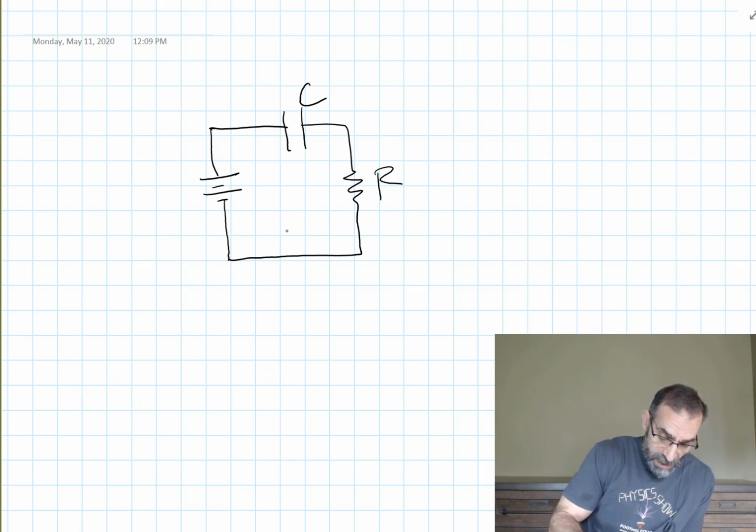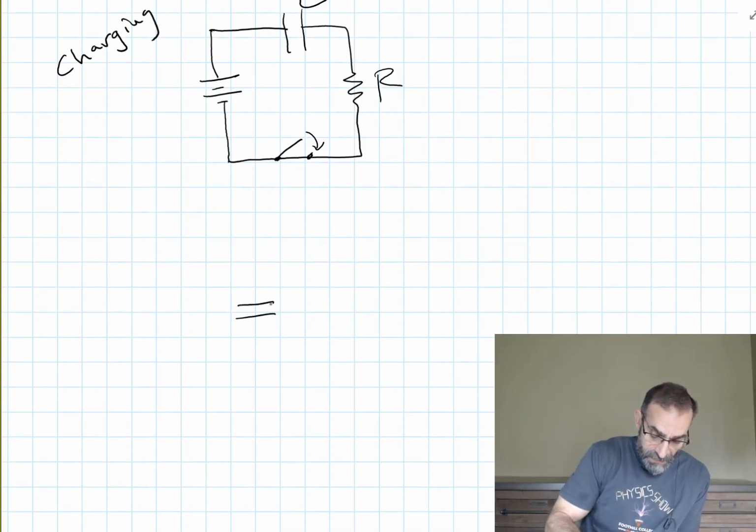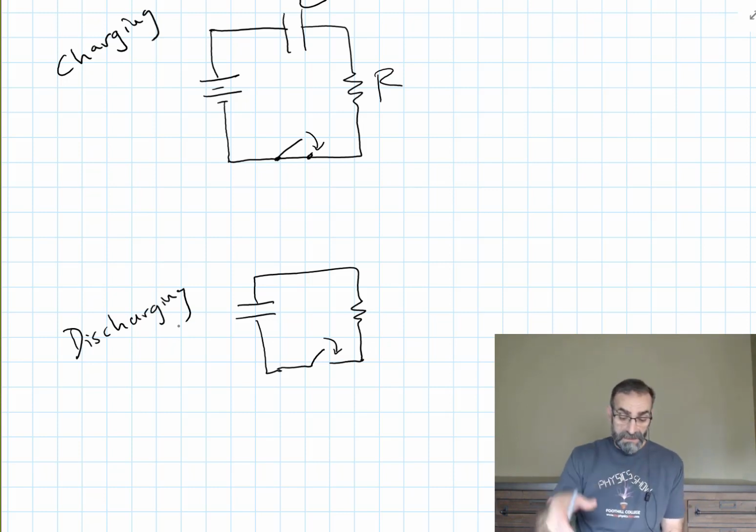So this is for charging, right? We close the switch. Here, if we have a switch here, we close the switch and we charge the capacitor. And then we could take a charged capacitor and hook it up to a resistor, close the switch, and it will discharge through that resistor, and the charge will drain out.